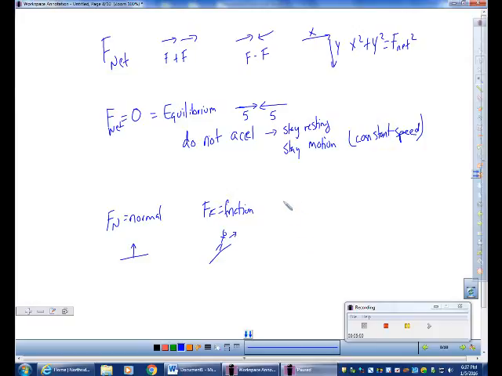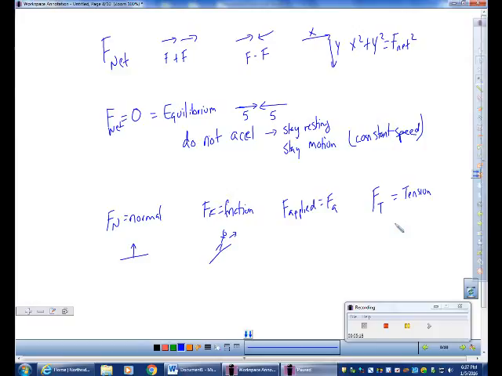Applied forces. And that's just going to be a push or a pull. Tension, like a rope.